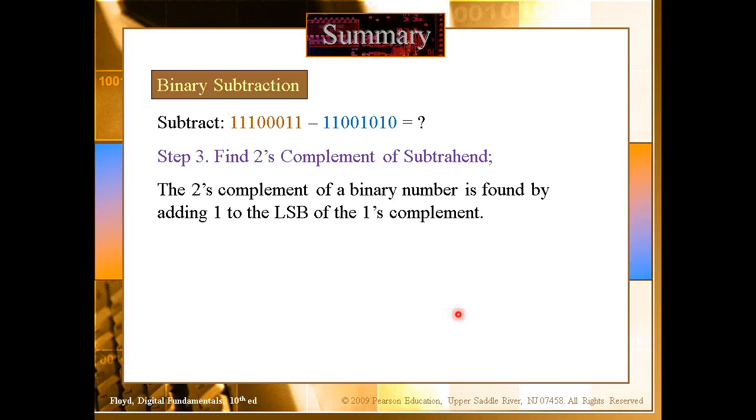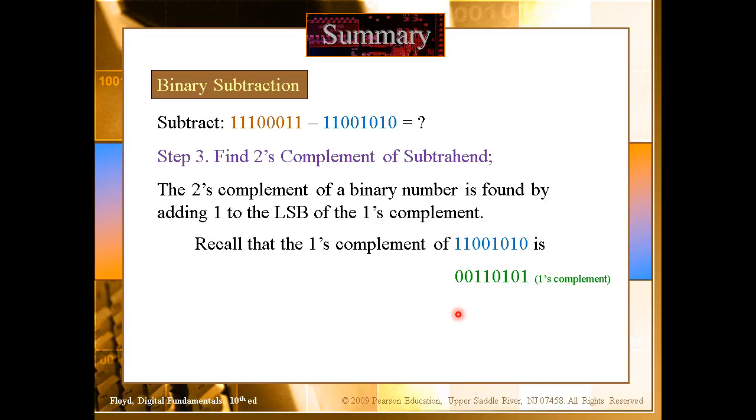In step 3, we'll find the two's complement of the subtrahend. We already got the ones complement, and now we know how we got it, right? The two's complement is also very easy. All you have to do is take the ones complement you got in the last step and add 1 to it. Let me show you how we do it.